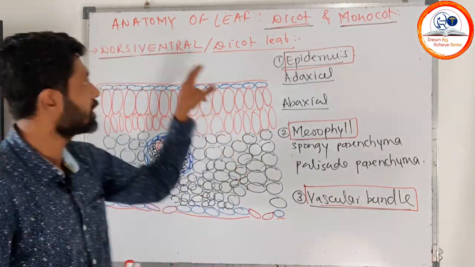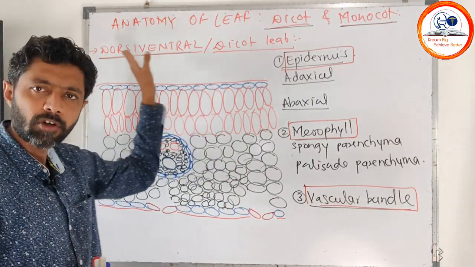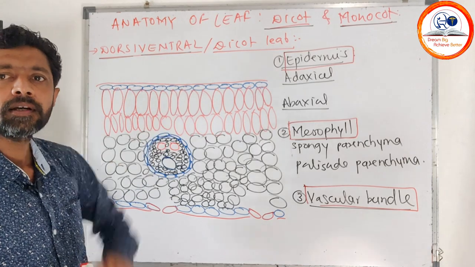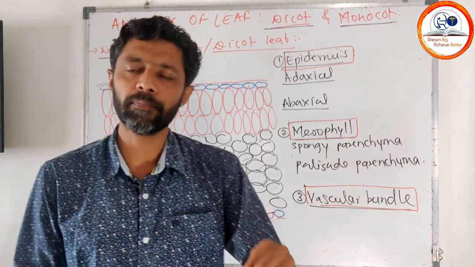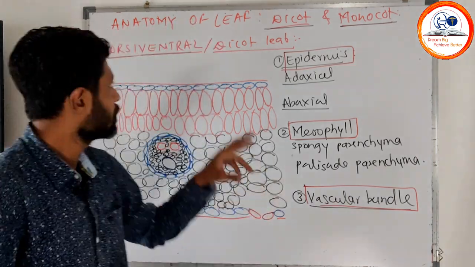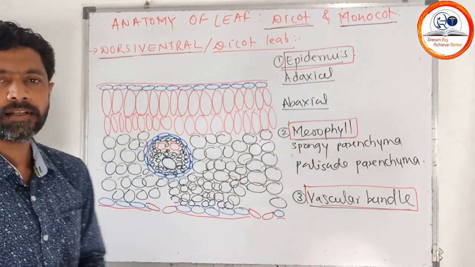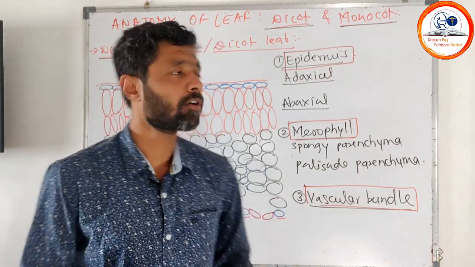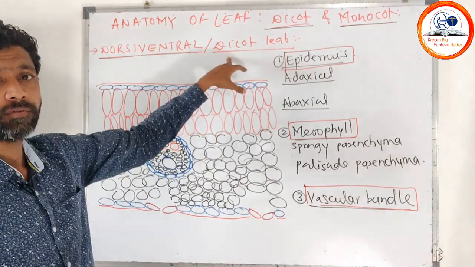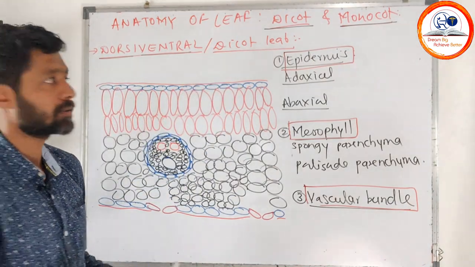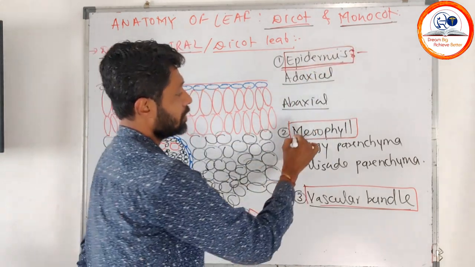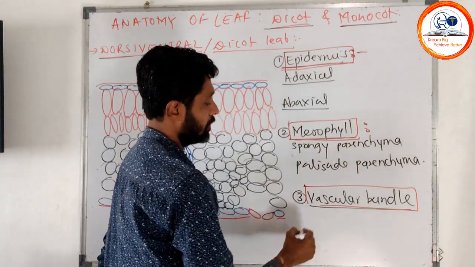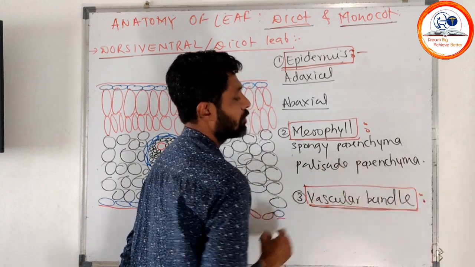And dorsiventral leaves are present in dicot. See, dorsiventral leaf, or we can call them a dicot leaf. In a dicot plant there will be presence of dorsiventral leaf. So while considering anatomy of dicot leaf, or rather dorsiventral leaf, we will observe three parts, that is epidermis, then mesophyll tissue, and finally the vascular bundle.